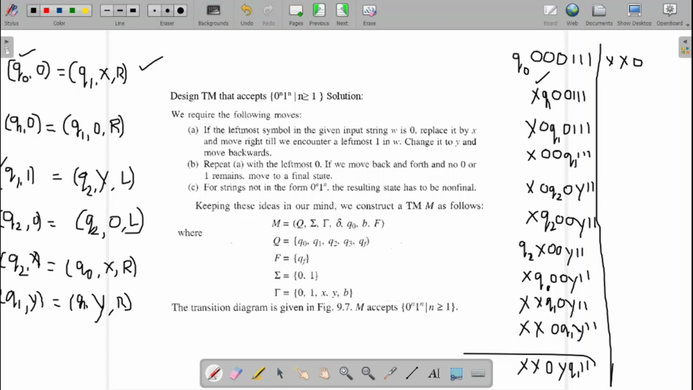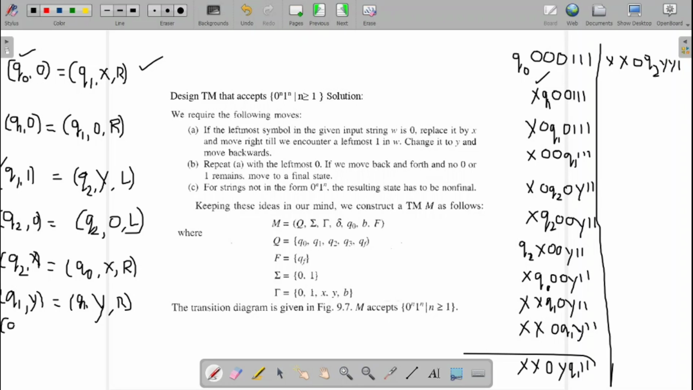On replacing with Y, I need to make the left movement. Left movement means I will come over here. That is Q2, Y. This is my first Y. Then the second one is replaced with the Y and the 1. So again, Q2 on Y. Q2 on Y is not defined. So we have to define it again.